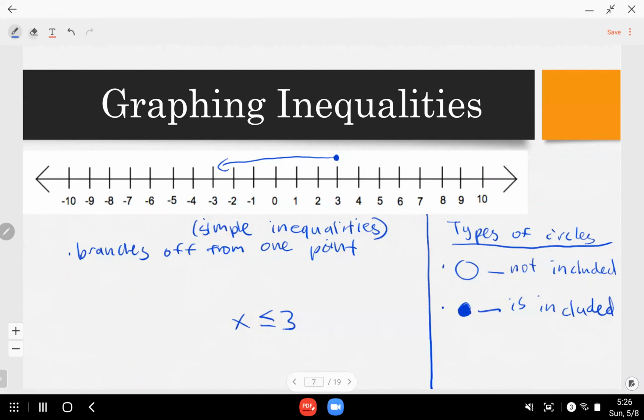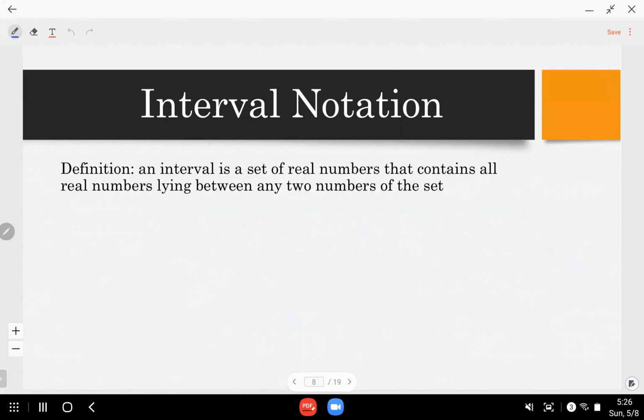Now, if I change the sign to just strictly less than, then this circle would have to turn into the open circle, not included. So there's a difference. Let's go over interval notation. The definition of an interval is a set of real numbers that contains all real numbers lying between any two numbers of a set.